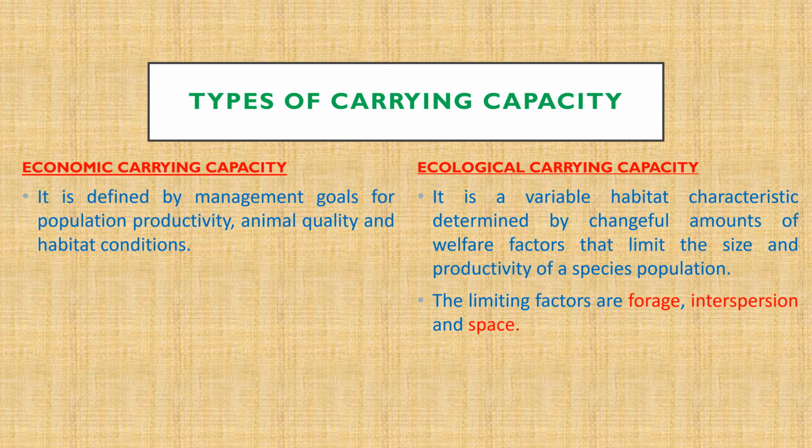Ecological carrying capacity is a variable habitat characteristic determined by changeful amounts of welfare factors that limit the size and productivity of a species population. Under ecological carrying capacity, availability of food, water, and space affect the carrying capacity, so that the number of animals that can be supported by the habitat is determined by the availability of these factors, which are forage, interspersion, space, and water.